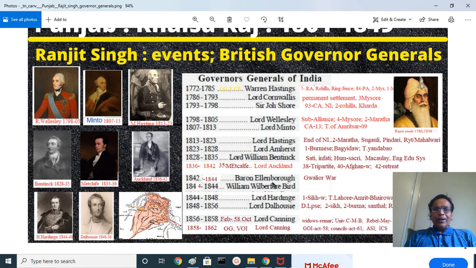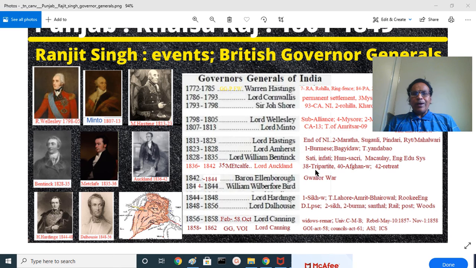And it is during Lord Auckland's time, a few months before Maharaja Ranjit Singh's death, that a tripartite alliance was made between the deposed Afghan Amir Shah Shuja, the British East India Company and Maharaja Ranjit Singh, and they tried to reinstate Shuja against Dost Muhammad Khan, at that time the ruler of Afghanistan. Then finally, the Maharaja died during the regime of Lord Auckland in June 1839, in summer, a natural death.